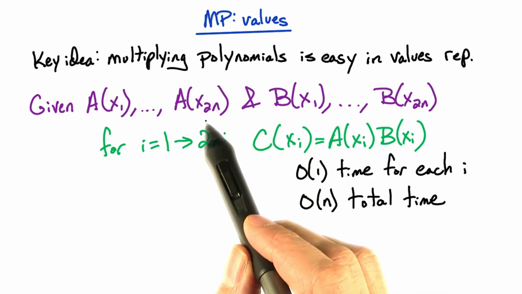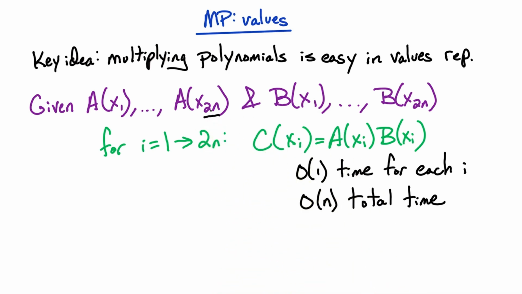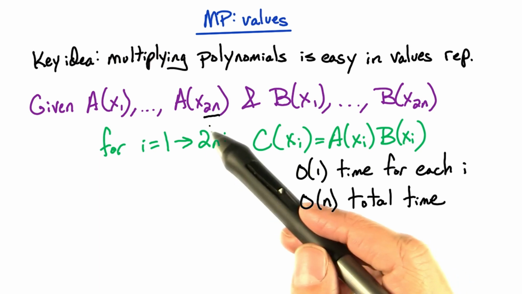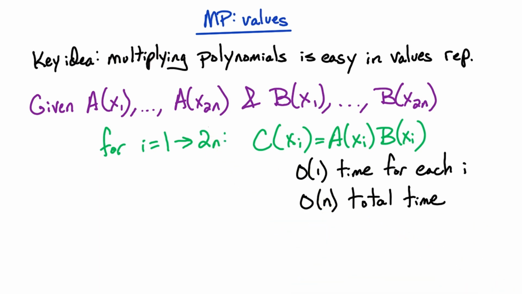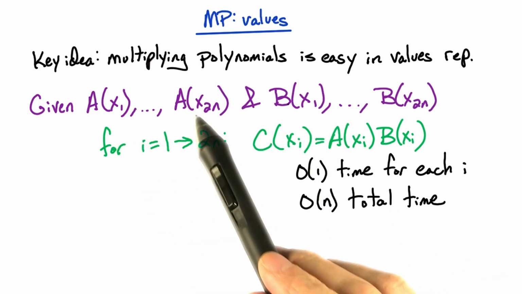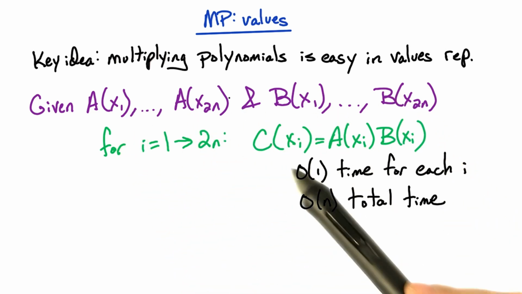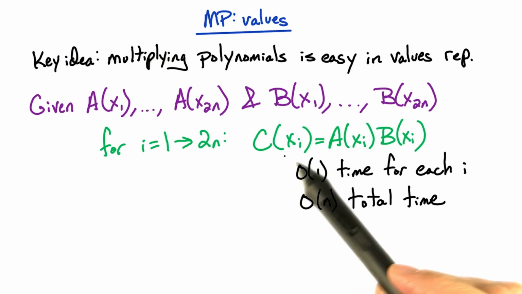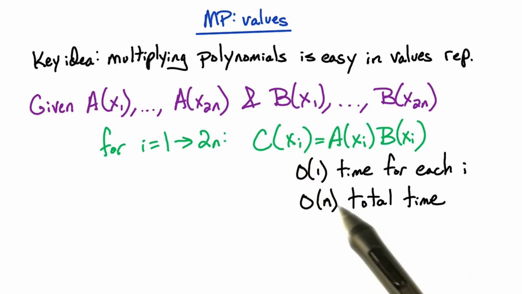Now why do we take a and b at 2n points? Well, c is a polynomial of degree at most 2n minus 2, so we need it at least 2n minus 1 points. So 2n points suffices. The summary is that if we have the value of these polynomials a of x and b of x at n or 2n points, then we can compute this product polynomial at these same points in order n total time.